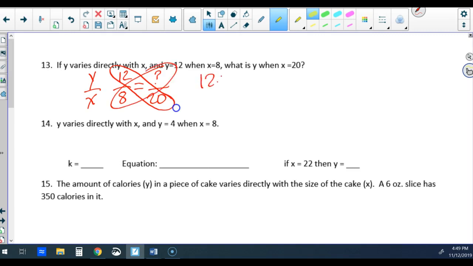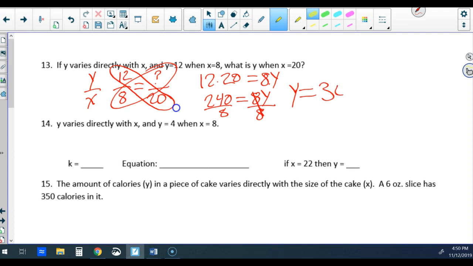12 times 20 equals 8 times, I don't want to call it x, I want to call it y, because that's what I'm trying to find, 8 times y. 12 times 20 is 240 equals 8y, divided by 8, and y equals 240 divided by 8, is that 30? I hope. Yes. Yep, 30.